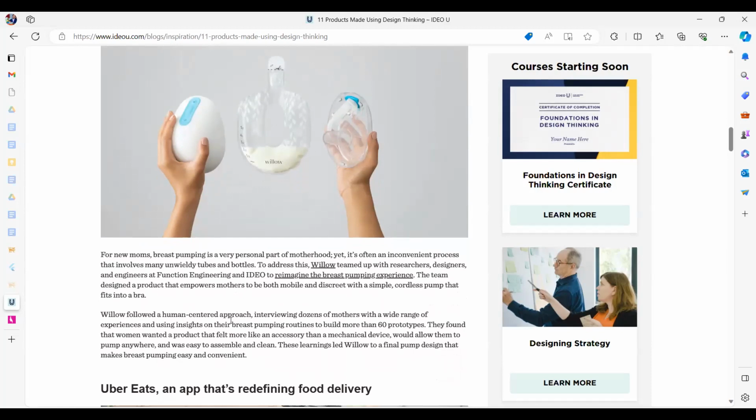Willow followed a human-centered approach, interviewing dozens of mothers with a wide range of experiences and using insight on their breast pumping routine to build more than 60 prototypes. So they built 60. And they found that women wanted a product that felt more like an accessory than a mechanical device, would allow them to pump anywhere, and was easy to assemble and clean. So these are the problems or the challenges they face. These learnings led Willow to a final pump design that makes breast pumping easy and convenient.